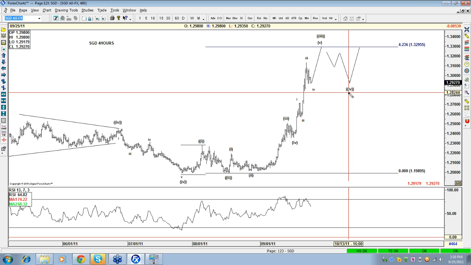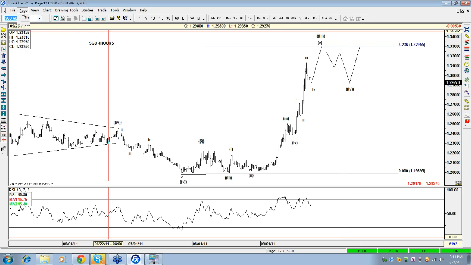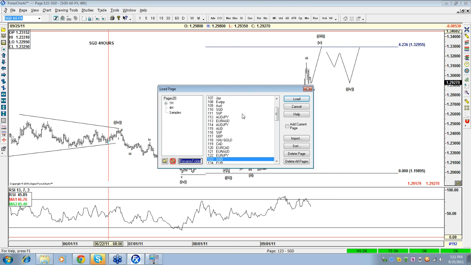It's a very, very nice pair to trade. It follows Elliott waves, as you see right there. I mean, everything follows Elliott waves. So, but I like it. I recommend it. I like it. We're going to start covering it on a daily basis.